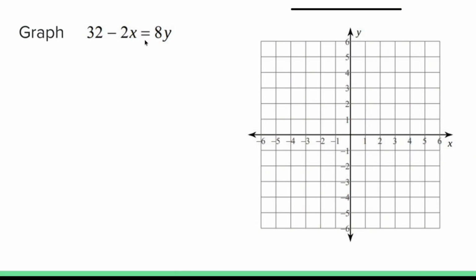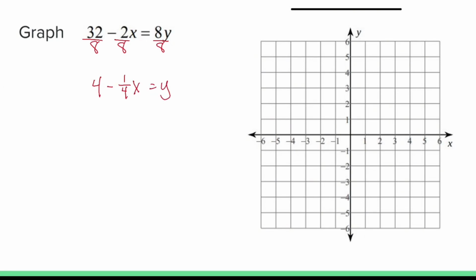Well, y is not all by itself, so what we have to do is get y all by itself. Now, since 8 is being multiplied to y, I only have one step to do, and that's divide literally both sides by 8, which is literally everything by 8. Literally. That's a sign of a bad vocabulary. So 32 over 8 is 4. Negative 2x over 8 simplifies to negative 1/4 x equals y.